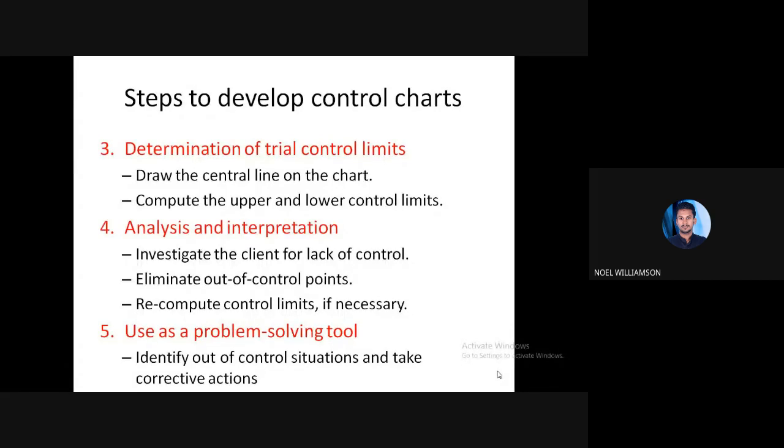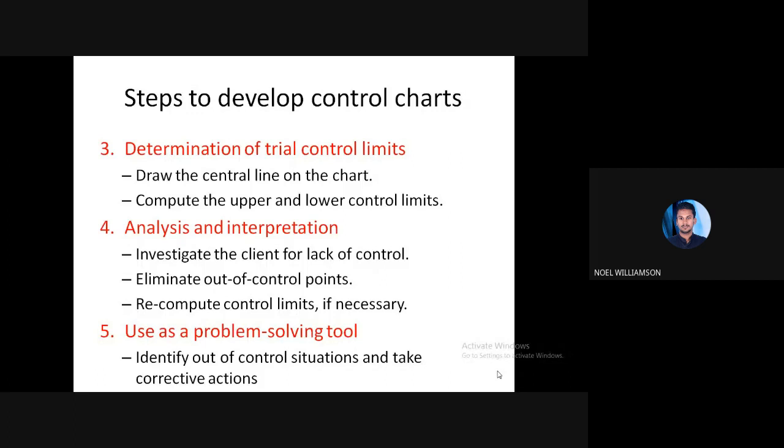The next is the analysis and interpretation. First of all, we have set the control chart, data is collected, then we go for the determination of the trial control limits. After that, we are going to do analysis and interpretation. So here, investigate the plot for lack of control, eliminate out of control points, and recompute control limits if necessary.